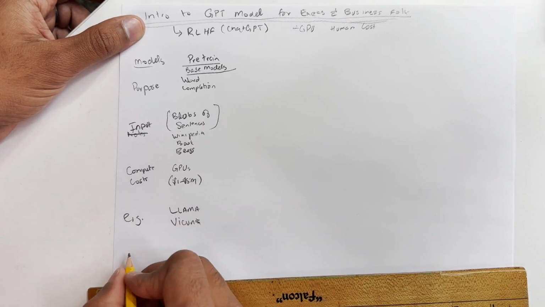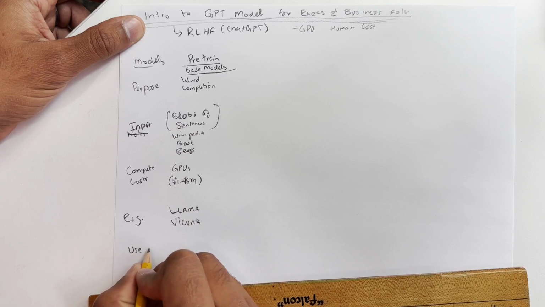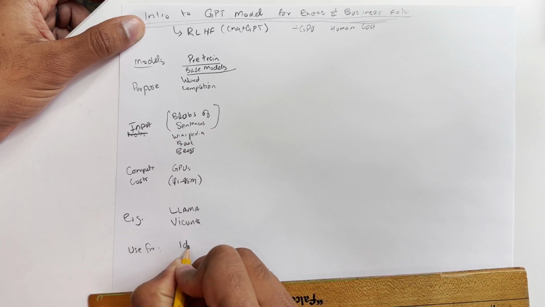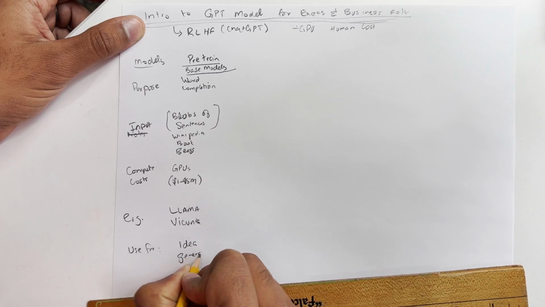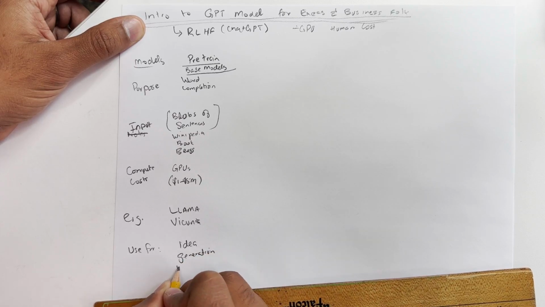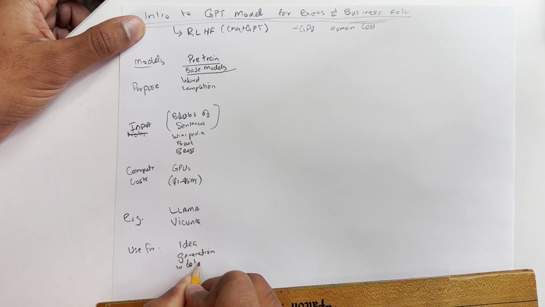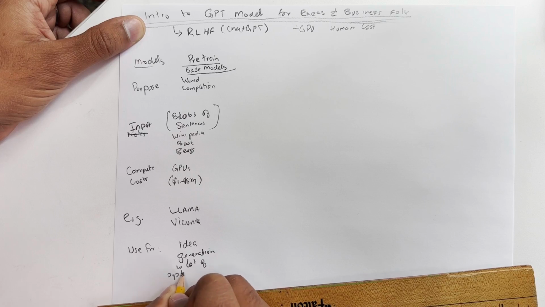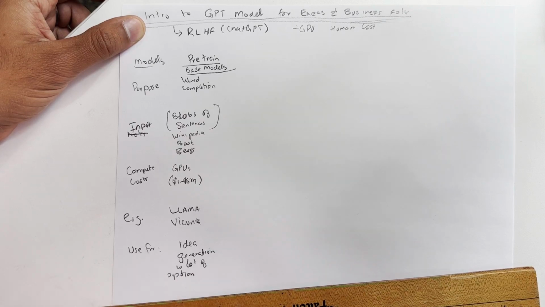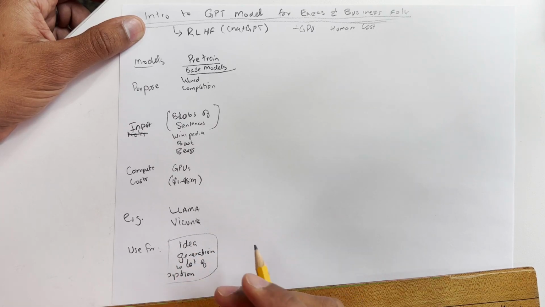Where I would typically use it is for idea generation, where you're looking for lots of options. For example, give me 30 options for names for a dog or a cat or a pet. That would be a potential type of use case.